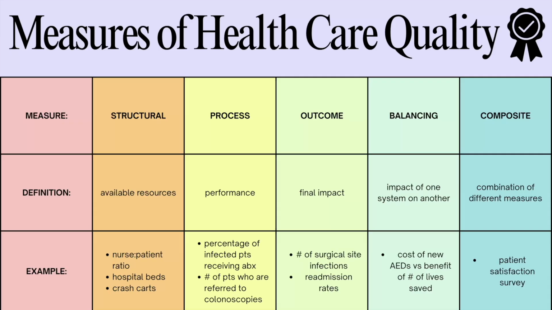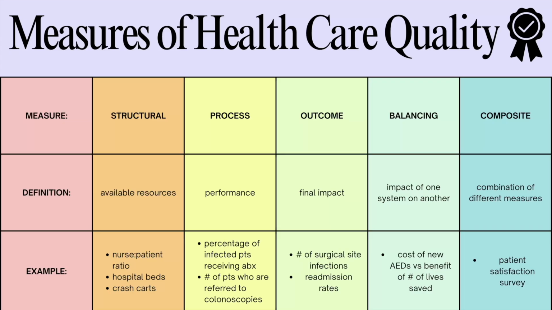Outcome measures have to do with patient outcomes. So, the final impact of a healthcare system on patients. These could be things like the number of infections, readmission rates, average patient hemoglobin A1C. Process and outcome measures are confused a lot by students, so make sure that you know the difference between these two. If it has to do with something that an employee is doing, that is a process measure. If it has to do with a patient's final health outcome, that's an outcome measure.